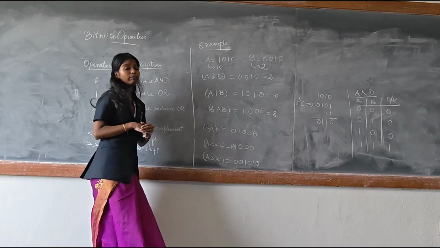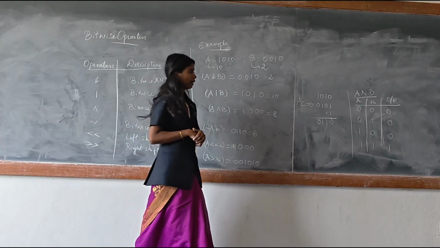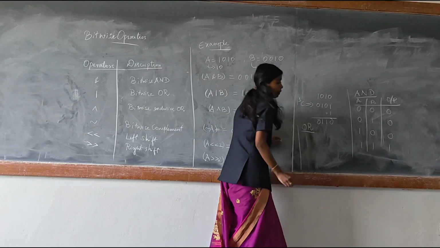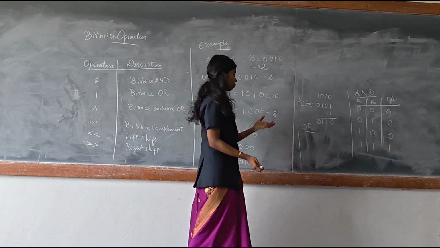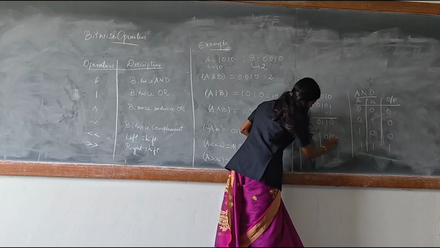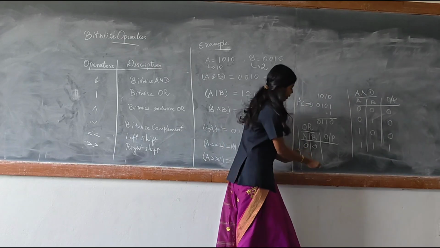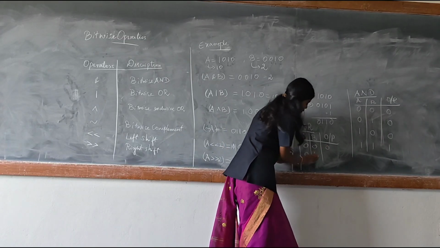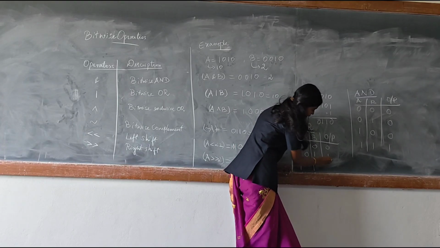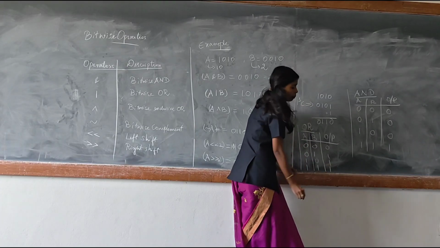Next, bitwise OR, a OR b. In the OR operator, if either one input is true, the output will be true, right? So I set a, b as input and output. If both the inputs are 0, we get 0. If the first input is 0 and the second input is 1, we get the output 1. If the first input is 1 and the second input is 0, we also get 1. If both the inputs are 1, our output is also 1.